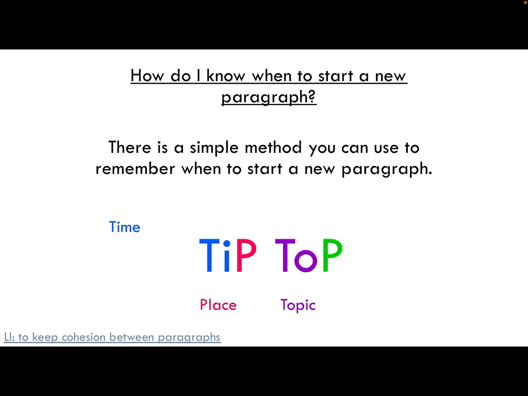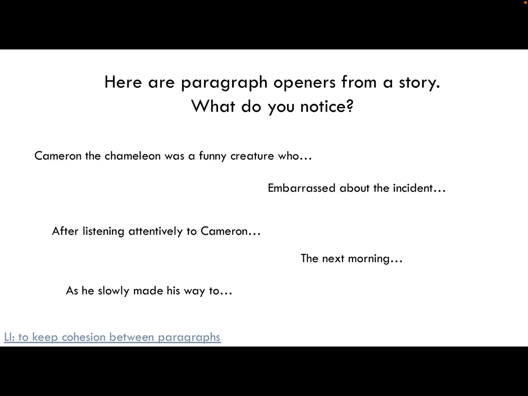So, going through it, we've got our time, we've got our place, we've got our topic, and we've got our person. Now they're just different reasons for us to use a new paragraph. We've changed time, we've changed place, we've changed the topic that we're talking about, and we've changed the person that we're talking about.